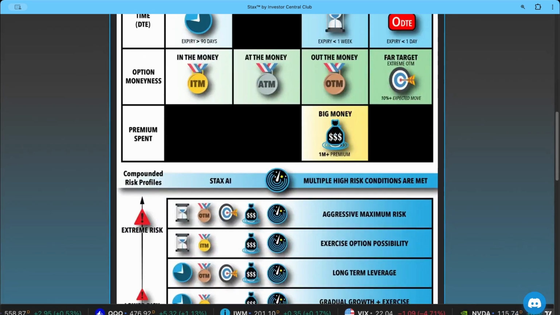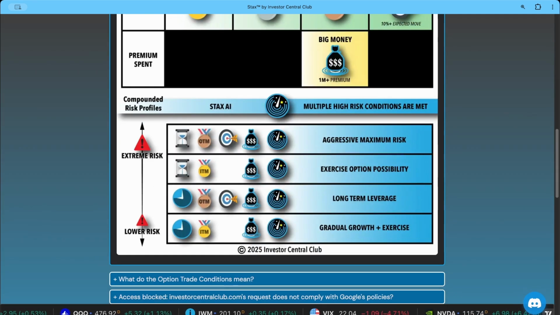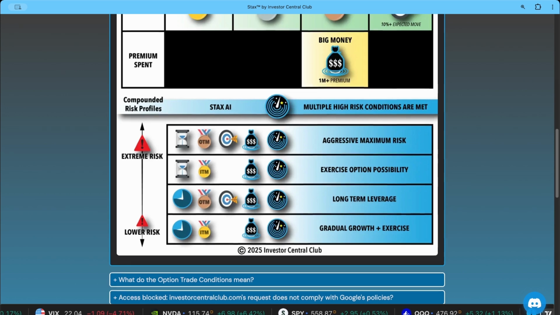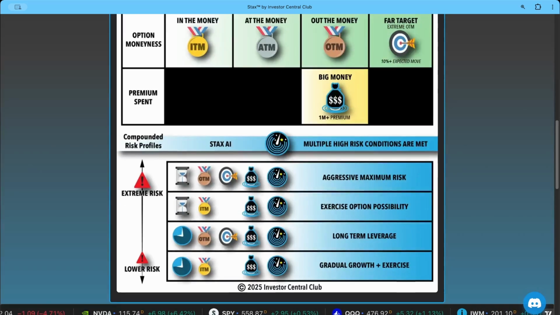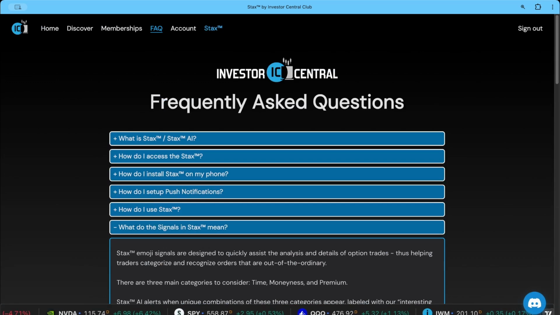Our STAX AI, which is a very big point of what we've done, a great filter that helps us determine the most unusual and most aggressive purchases in our software, will be compounded risk profiles, as you can see here, where multiple of these different emojis will appear, signaling something that is worth taking a look at. Remember, you can find that over here in the FAQ. If you have questions, please don't hesitate to ask.